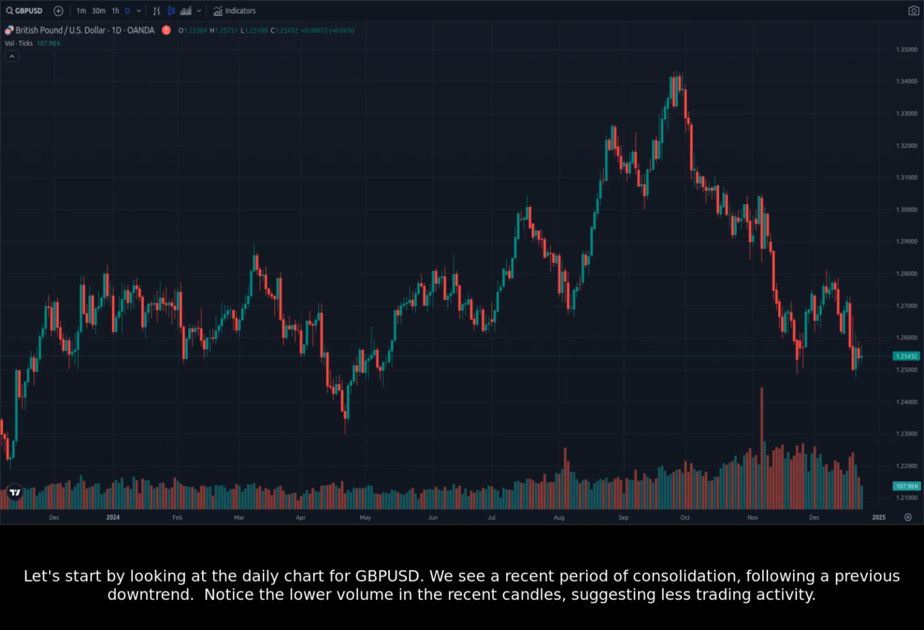Let's start by looking at the daily chart for GBPUSD. We see a recent period of consolidation, following a previous downtrend. Notice the lower volume in the recent candles, suggesting less trading activity.